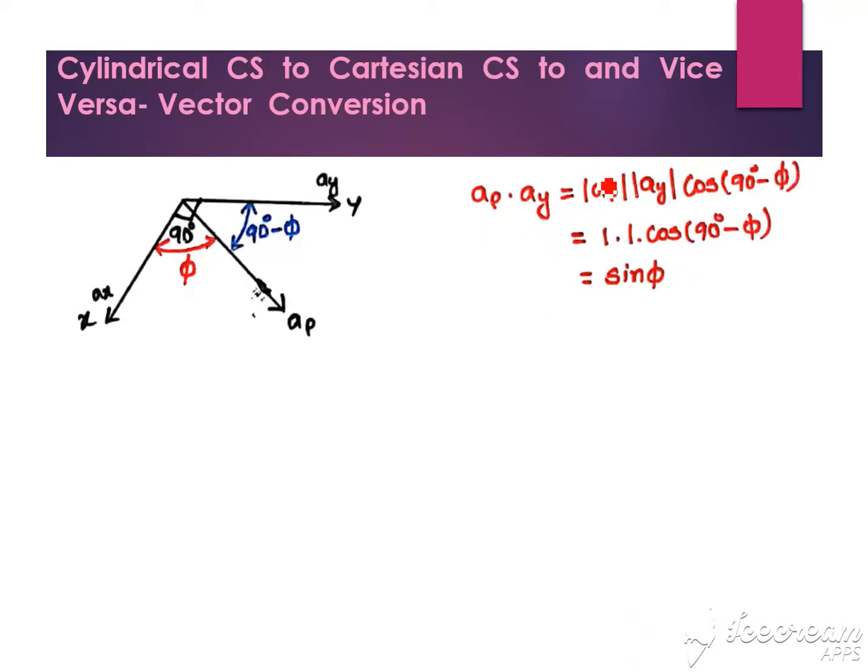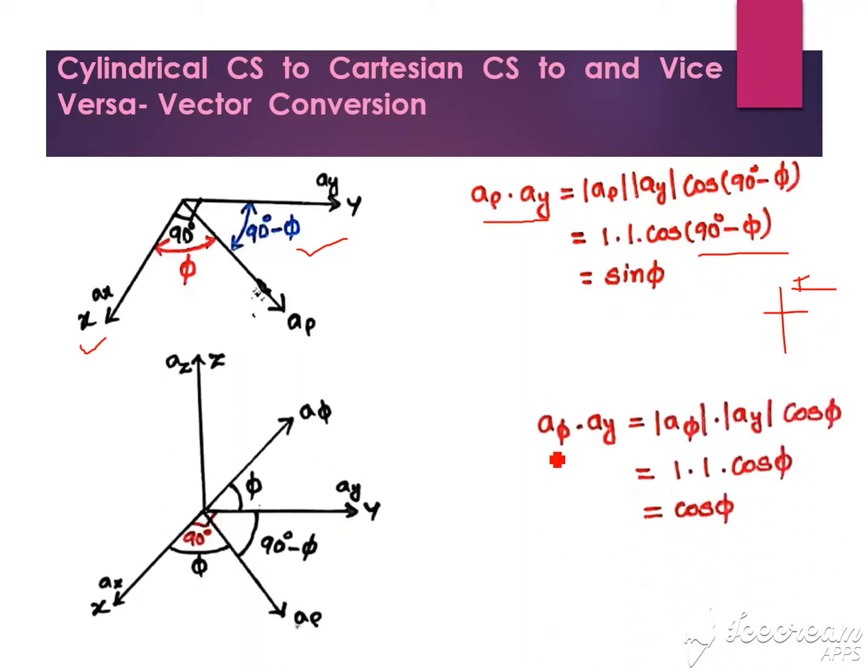We can write it as mod of A rho and mod of Ay. Now we need to find the angle between rho and y. Already we know the angle between Ax and A rho is phi, and the angle between x and y is 90. From that we can find the angle between A rho and Ay is 90 minus phi. Total angle minus this angle gives 90 minus phi. So 90 minus phi is in the first quadrant. In the first quadrant all the terms are positive. So cos of 90 minus phi becomes sin phi.